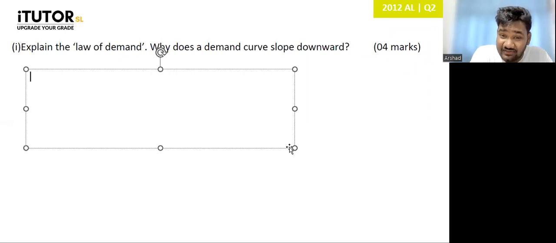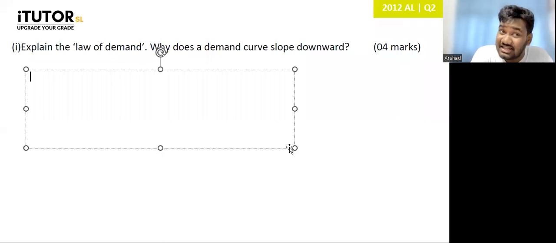So as a result of this, what happens? As a result of this negative relationship, the demand curve slopes downwards from left to right. If you want, draw a small demand curve and show, no harm. Then what are the reasons for this now?